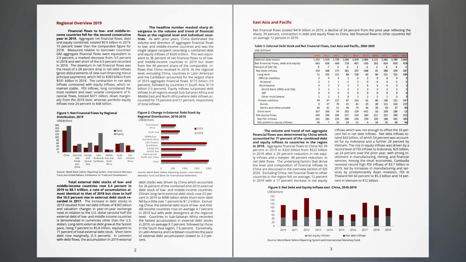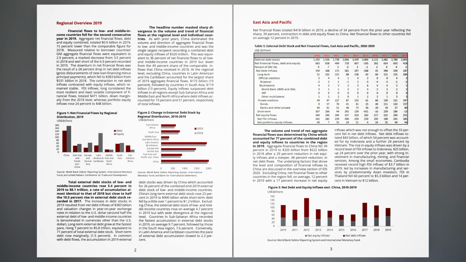Around half the external debt of low and middle income countries is denominated in currencies other than the US dollar. Long-term external debt grew at the fastest pace, rising 7% to $5.8 trillion, equivalent to 71% of total external debt stock. Short-term debt rose marginally, 1.5%.